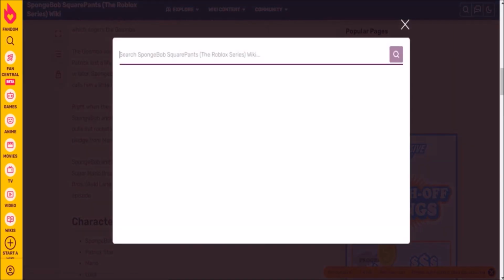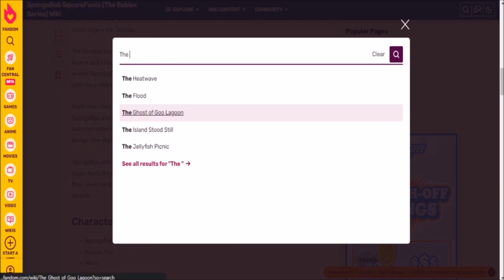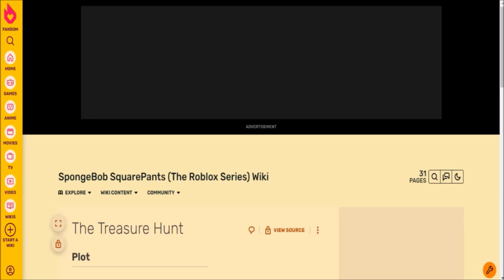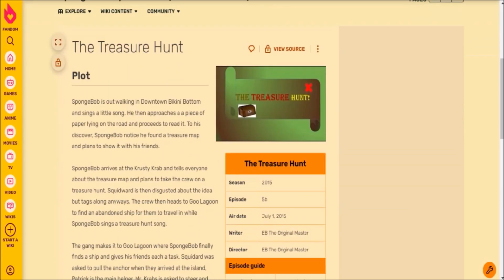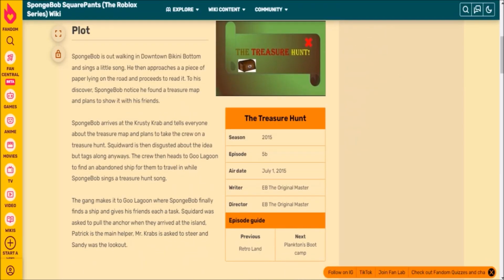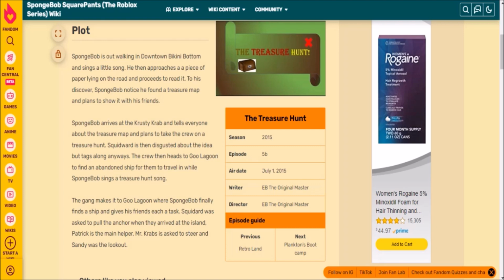Alright, so the last article that I created for season 2015 is the treasure hunt. Yeah, here it is right here. Alright, so the treasure hunt. SpongeBob is out walking in downtown Bikini Bottom and sings a little song. He then approaches a piece of paper lying on the road and proceeds to read it. To his discovery, SpongeBob notices he found a treasure map and plans to show it to his friends.